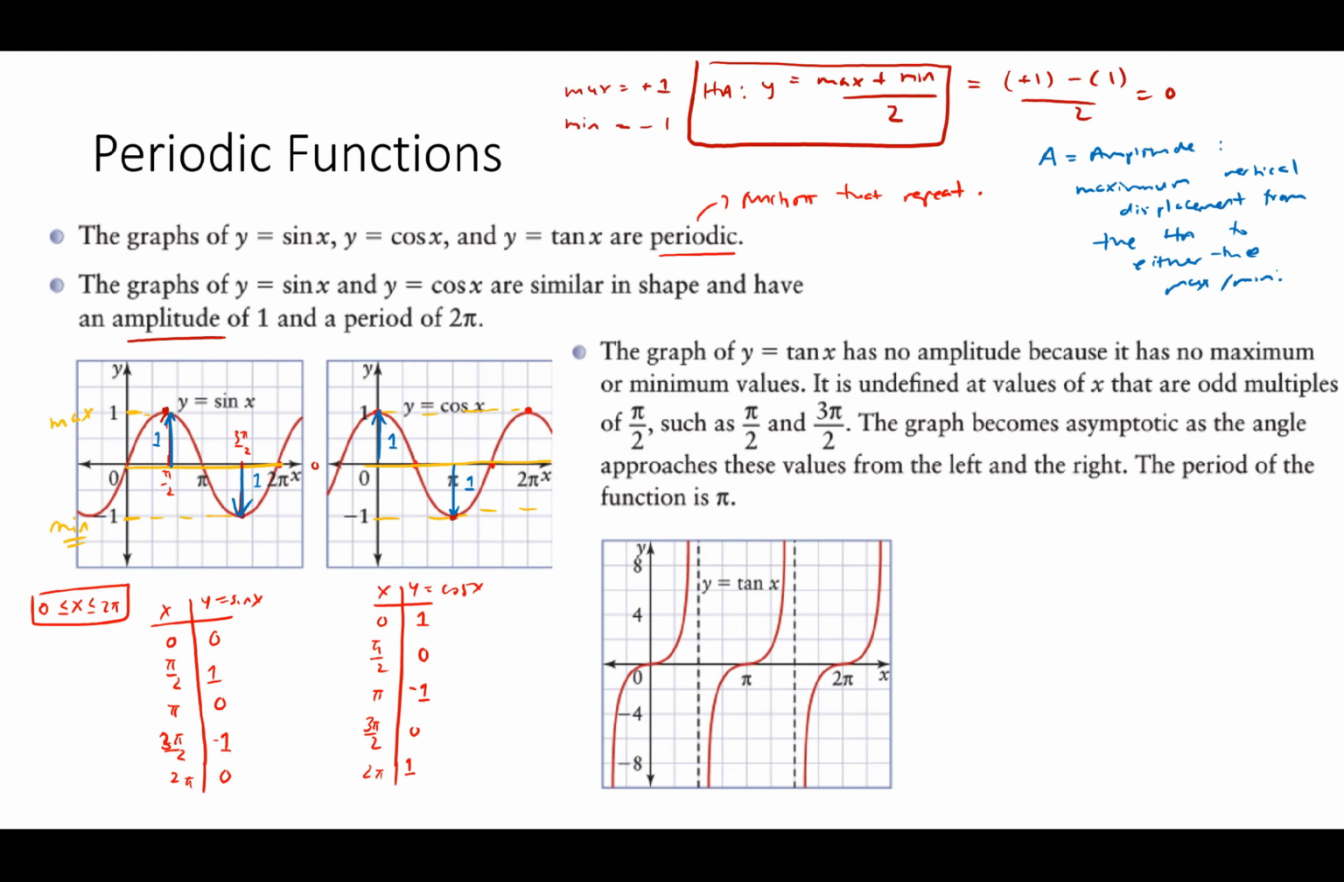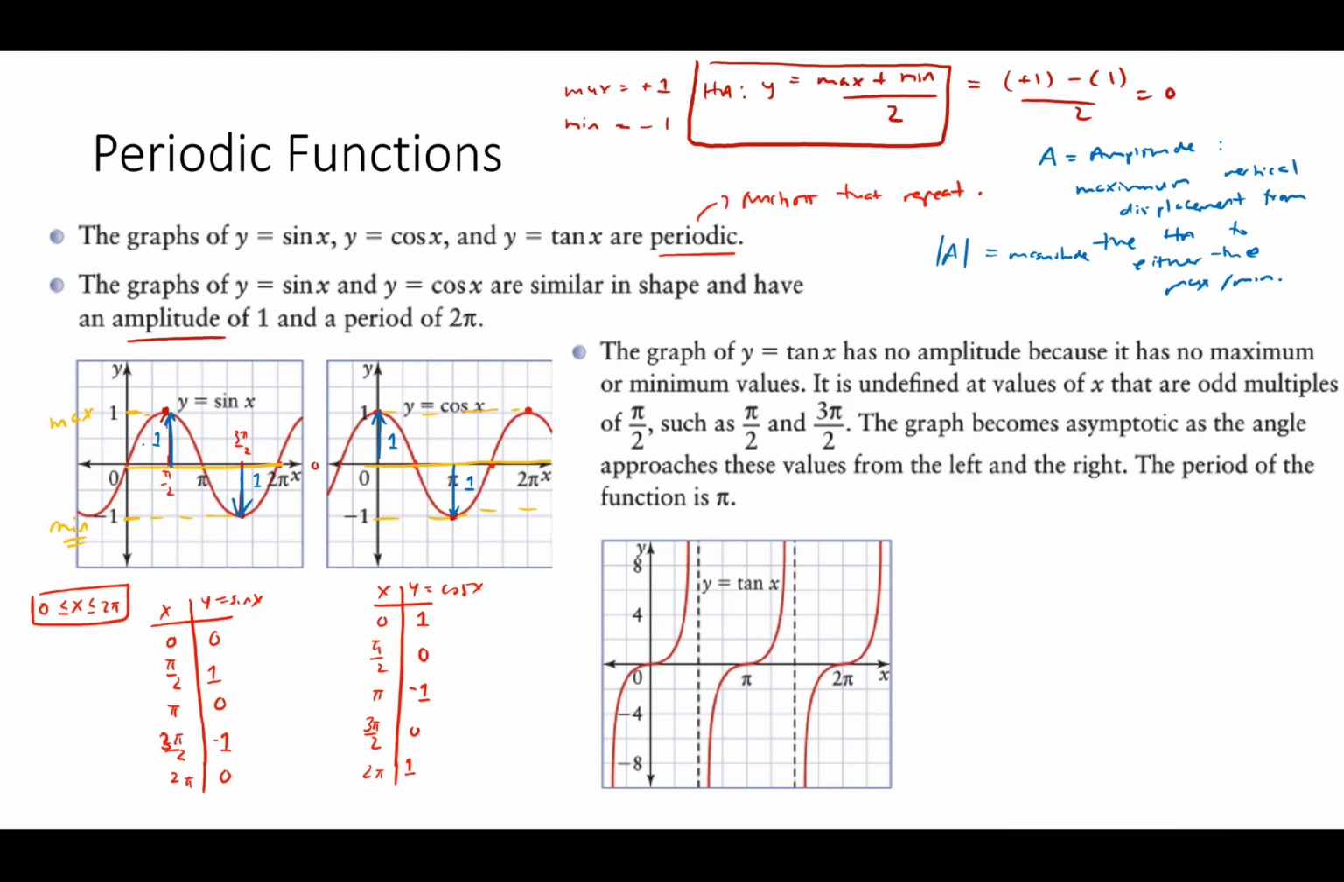Now the amplitude is always a positive value, guys, because we're just looking at magnitude, right? If you're going upwards, it's a positive displacement. If you're going downwards, it's a negative displacement. But at the end of the day, the value of the amplitude is always a magnitude. So the amplitude is still 1 here. Positive 1 means you're going up 1, negative 1 means you're going down 1, okay?